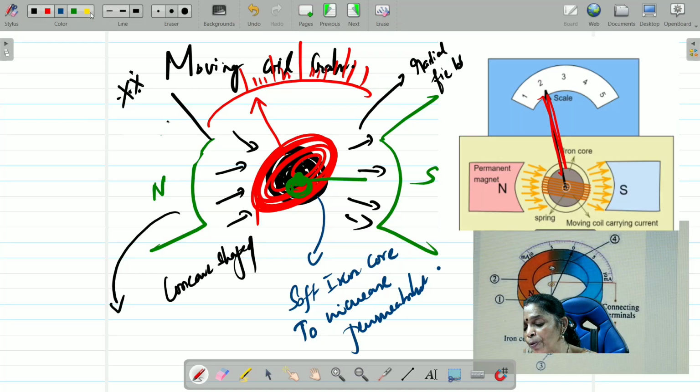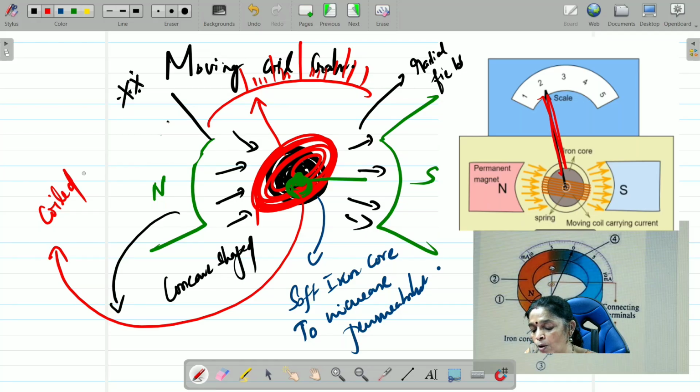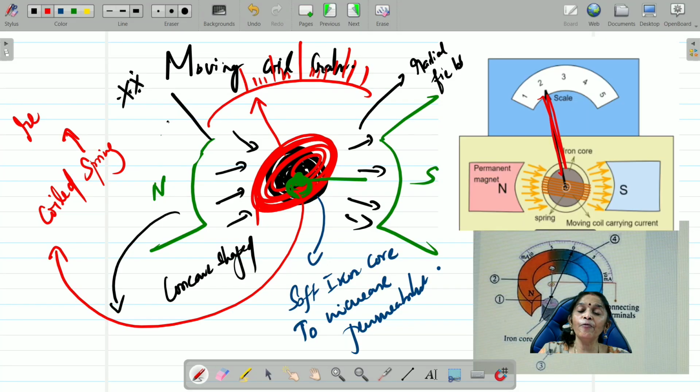And what is the use of this coiled spring? I'm using a coiled spring in order to have a restoring torque, because deflecting torque is already given by the magnetic field. So therefore, in order to have a restoring torque, I'm using that. So that is all the construction, children.